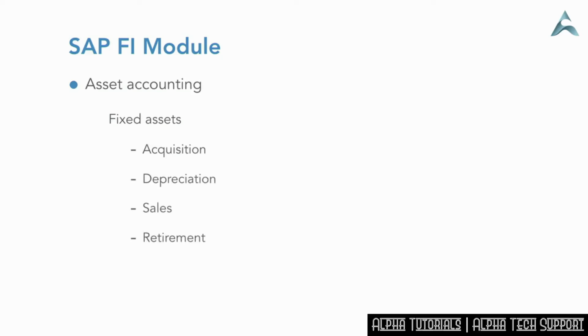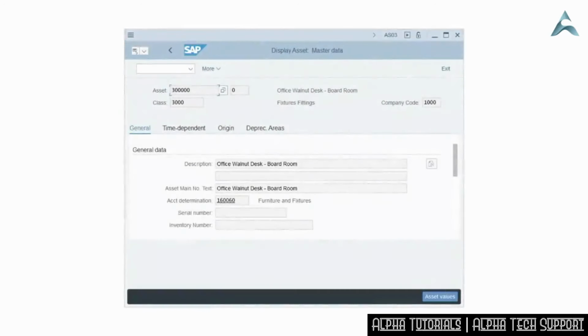Let's look at an asset master record. This screenshot shows the asset master record for a fixed asset called Office Walnut Desk Boardroom. Drilling down from this screen, we'd be able to view this asset's value and other details by clicking the Asset Values button.